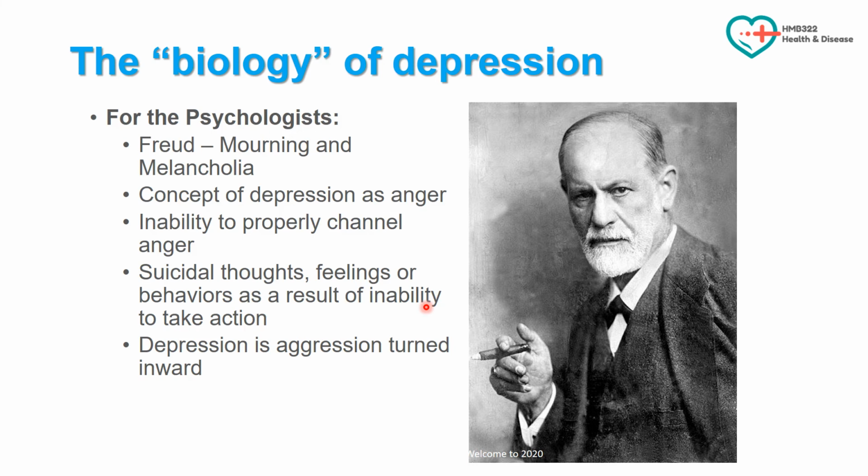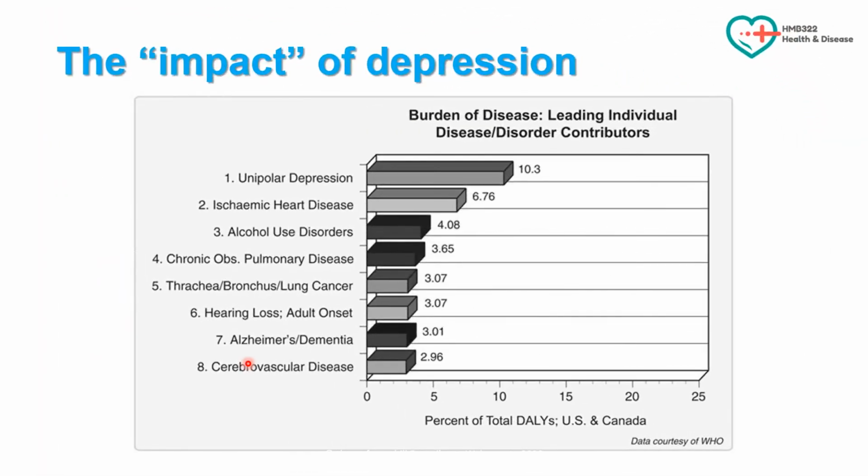And this resulted in suicidal thoughts or feelings, and this inability to take action through that anger because the person's no longer there. That was the best explanation that he could come up with, the best biology that he could come up with, that depression is somehow an aggression or anger that's turned inward because there's no one to actually deal with that anger. Does that sound very biological to you? Not really, right? So there's no biology that's involved, and we would laugh at that now, but that at the time was considered the biological model of depression when he first came up with it.